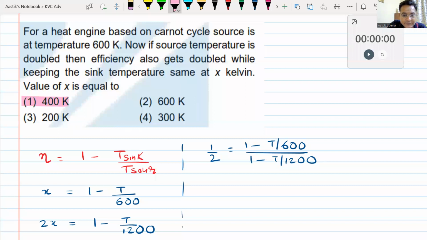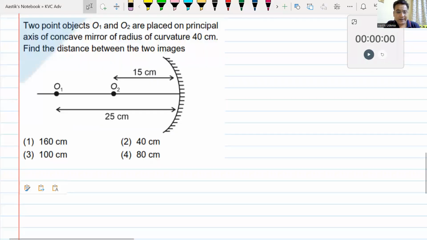Then here comes the next question. I will not say it. You will have to read it on your own. And you have to give the answer, and your timer starts now.